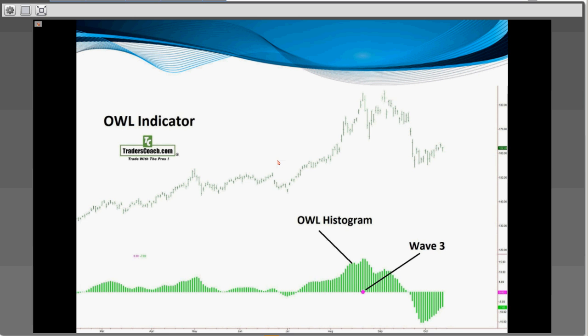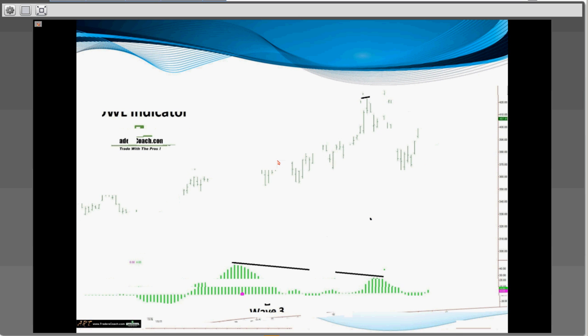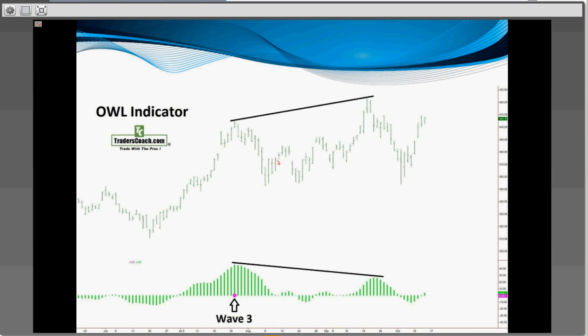Wave 5, which makes a new high like on this chart here, always has bearish divergence in the OWL histogram in relation to wave 3. This is how we know we're getting to a top of a trend. The OWL histogram is not an MACD. This is a finely tweaked histogram that we have tested that works extremely well with Elliott wave analysis.